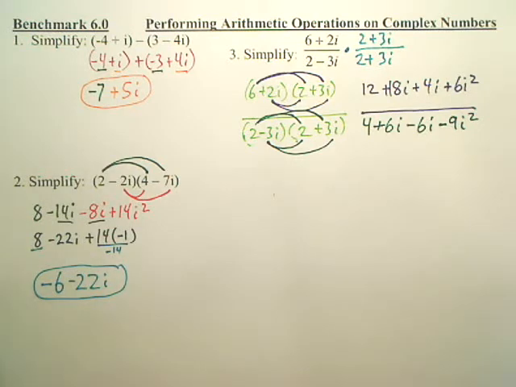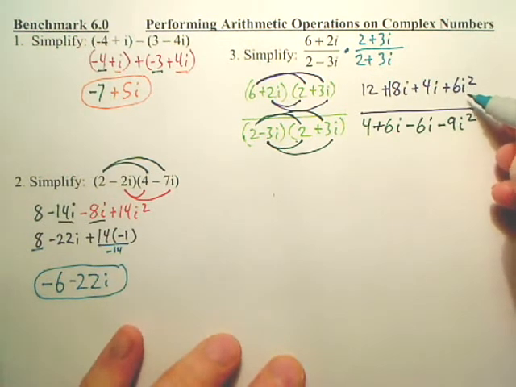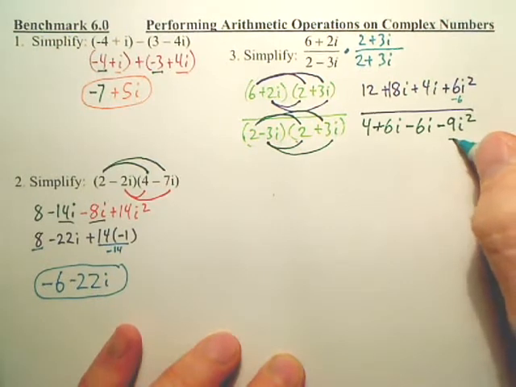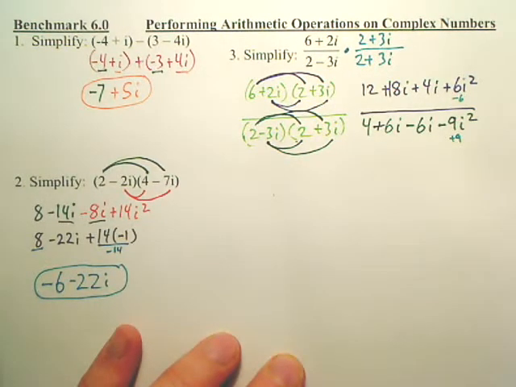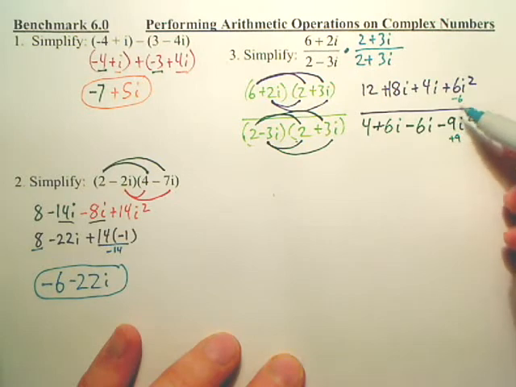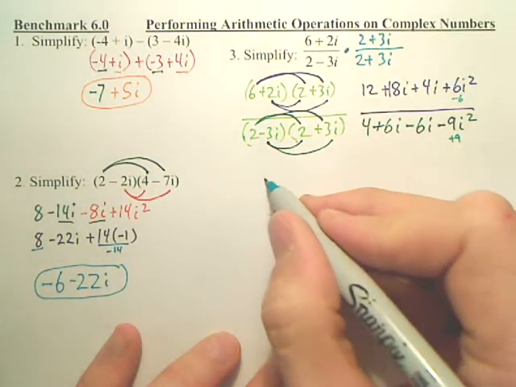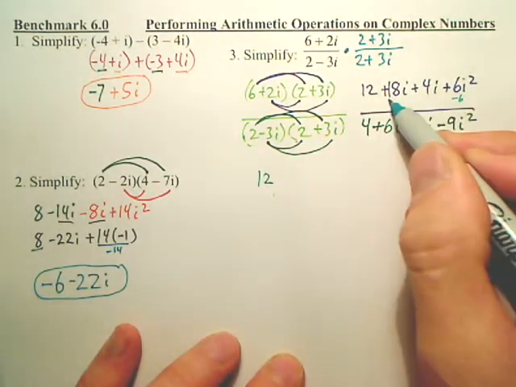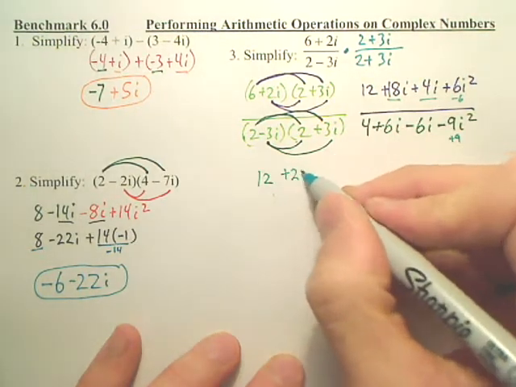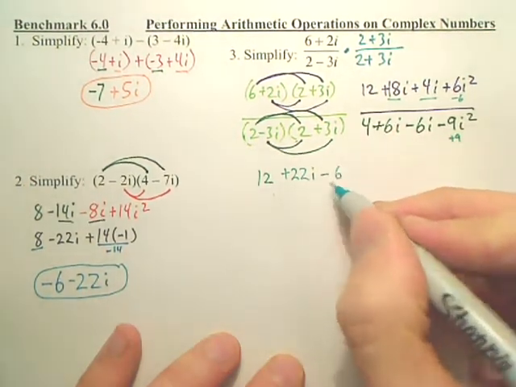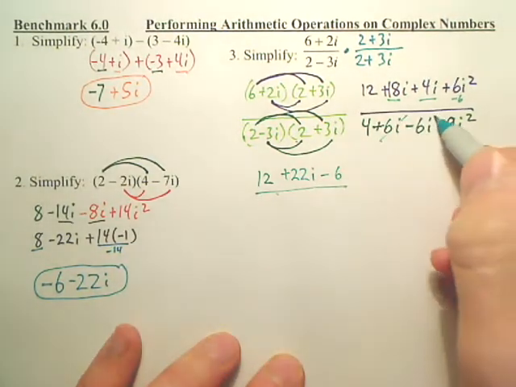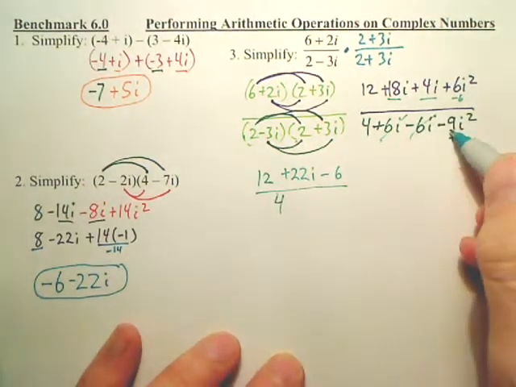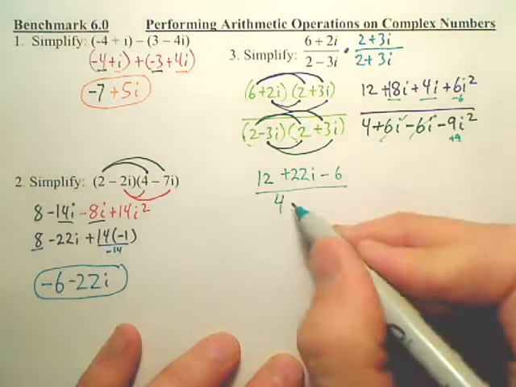So, next step. Do you understand i squared is negative 1? So you should notice this is going to become a negative 6. And this is going to become a positive 9. Because i squared is negative 1. So we now have, if we simplify this, we have 12. And these two combine to be 22i. This becomes a minus 6. And the bottom, don't these cancel? Leaving you the 4, and this became a positive 9 because negative 1 times negative 9.